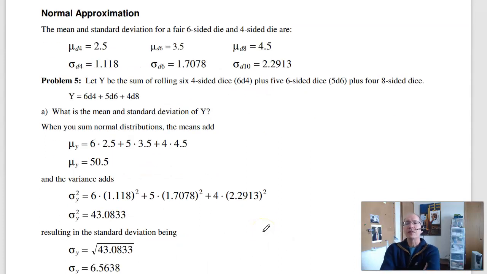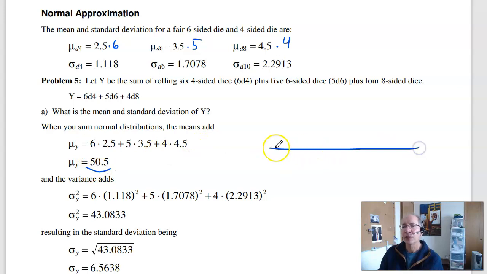Problem 5 uses the central limit theorem. Distributions converge to a normal distribution. The die roll, if I use a normal approximation, will be as follows. The mean will be, since I have 6 4-sided dice, 6 times the mean of a 4-sided die plus 5 times the mean of a 6-sided die plus 4 times the mean of an 8-sided die. Add them all up. That bell-shaped curve that we saw, the average should be 50.5.